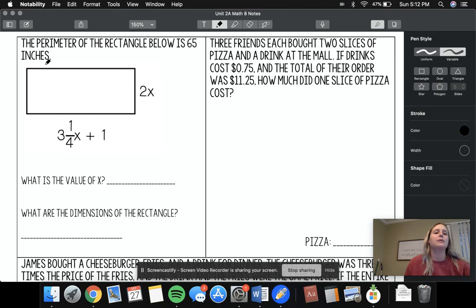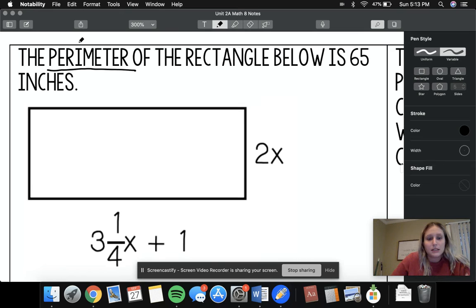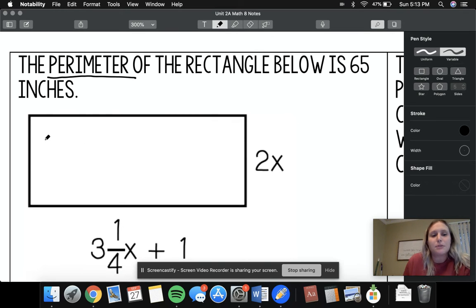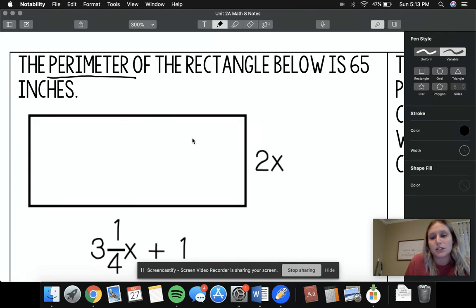Okay, so we need to come back and we need to say, okay, perimeter. Perimeter means to add up all the sides. Okay. So we need to find the perimeter of this shape. All right. So I need to remember that a rectangle has 4 sides. So if this is 2x, then this would also be 2x. If this is 3 1/4 x plus 1, this would also be the same.